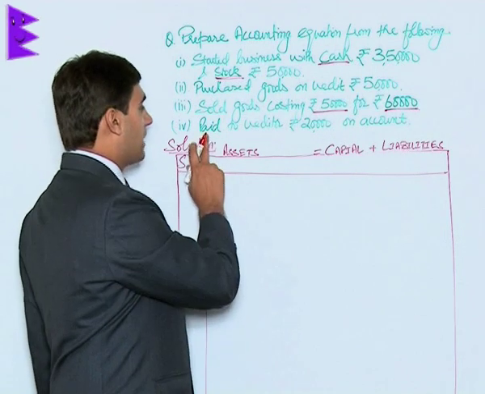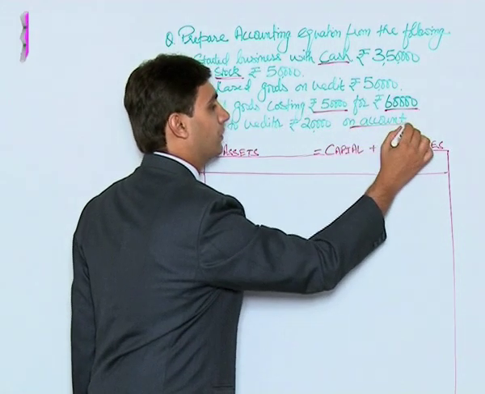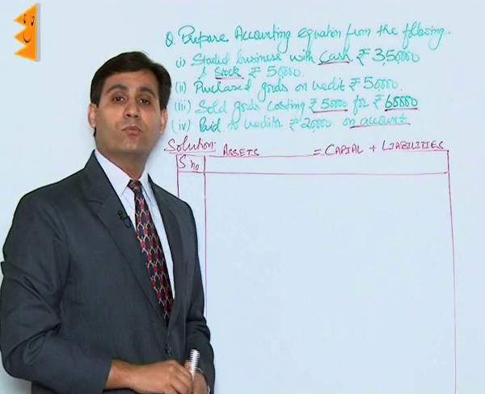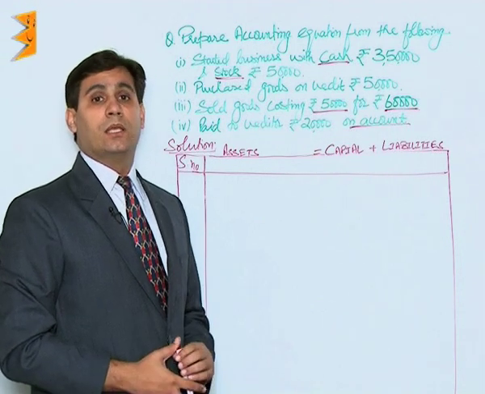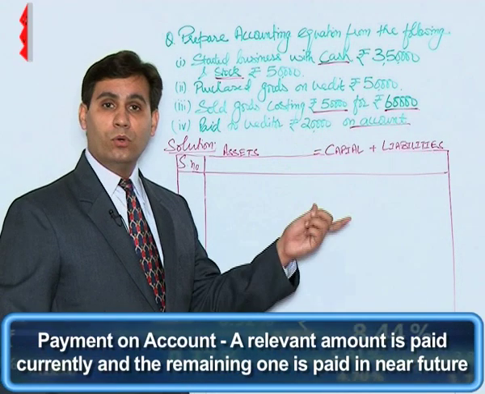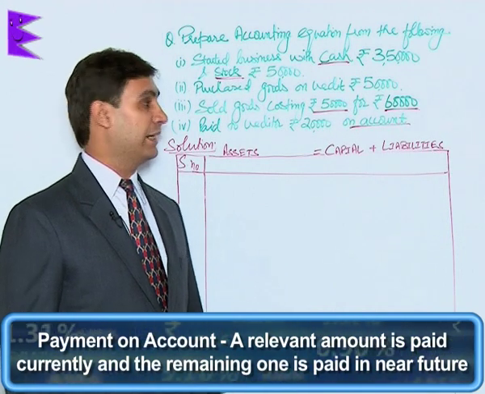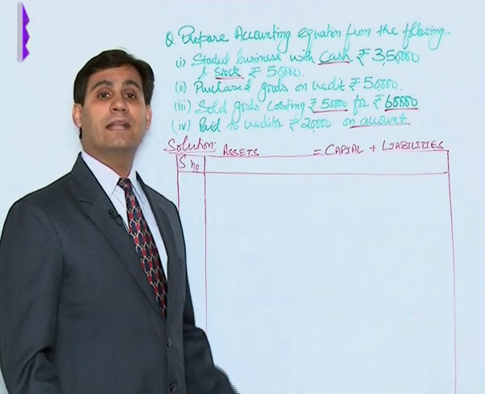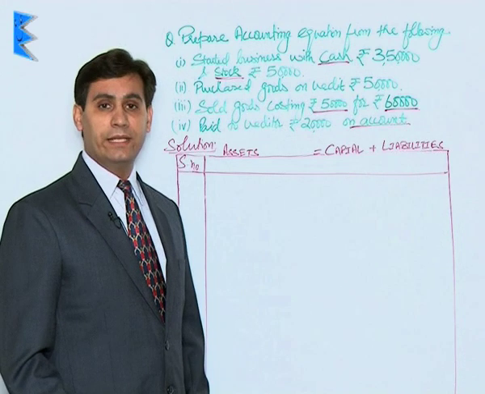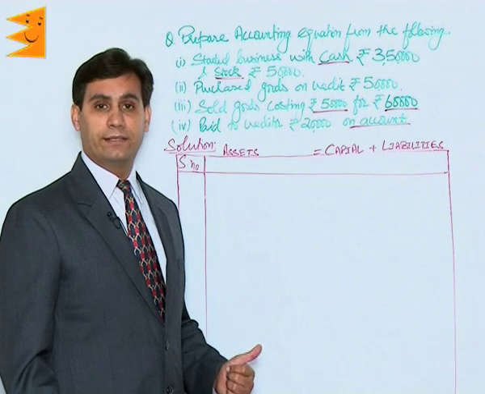Then the last transaction is: paid to creditors rupees 20,000 on account. Now students, 20,000 on account. Let us understand what payment on account means. By payment on account we understand that 20,000 have been paid now and the remaining amount or the balance amount, if any, would be paid off at a later date. It does not mean that the remaining amount is discount or would not have to be paid. It means clearly that the remaining amount, whatever it is, would be paid off at a later date.